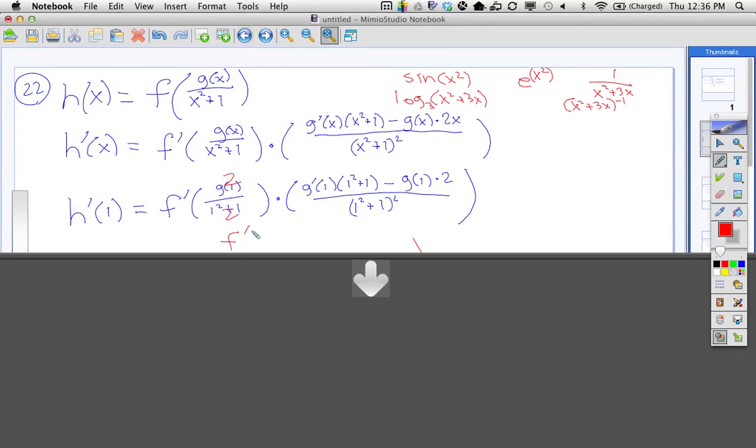So this becomes f prime of 1. What's g prime of 1? That's 4. 1 squared plus 1 is 2. 4 times 2 is 8. G of 1 is 2. 2 times 2 is 4. So 8 minus 4 is 4. Down here I got 1 plus 1 is 2. 2 squared is 4. 4 over 4 is 1. So f prime of 1 is 7 times 1, which is 7. Okay?